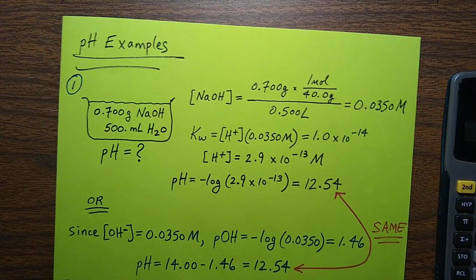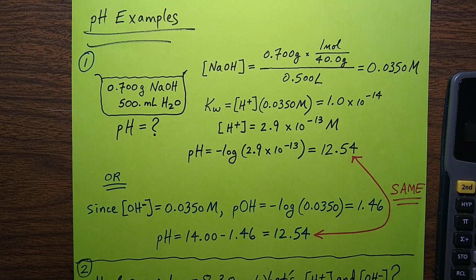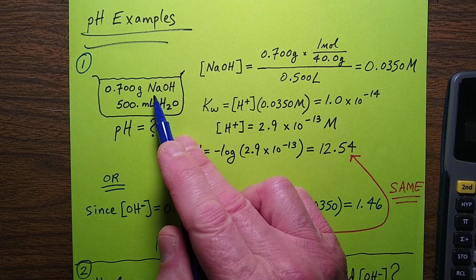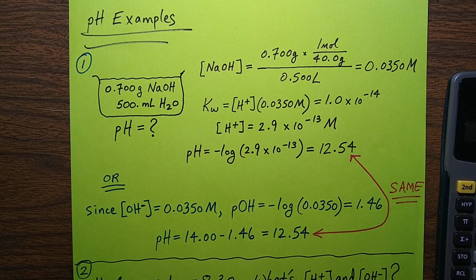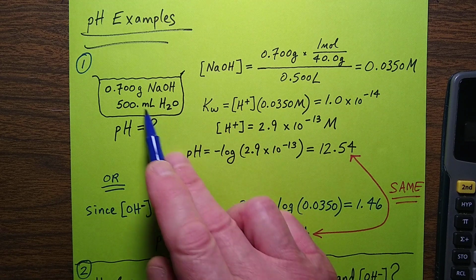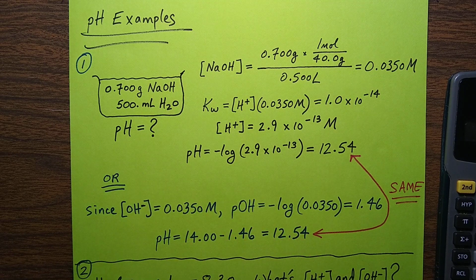Let's try a few more examples here just to show you how you do some pH calculations. Sometimes you'll be given information about the mass of a base or an acid in a certain volume of water. Let's say you're given 0.700 grams of sodium hydroxide in exactly 500 milliliters of water. What's the pH of that solution?